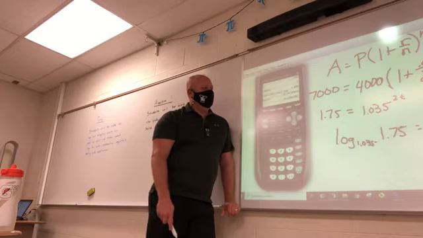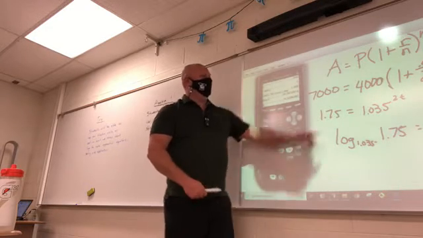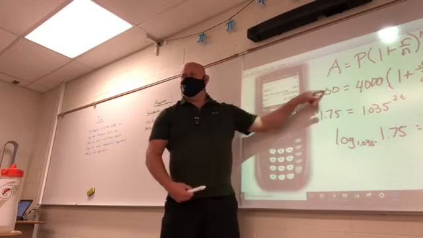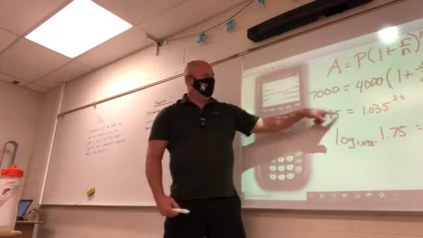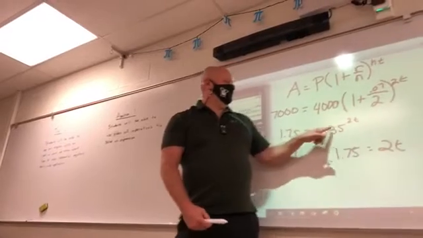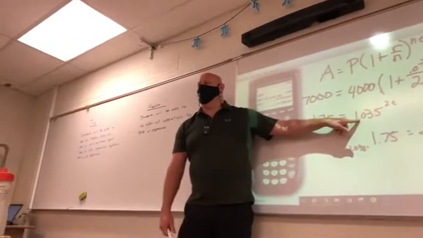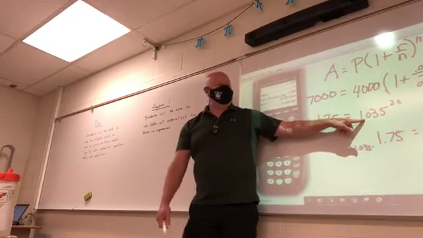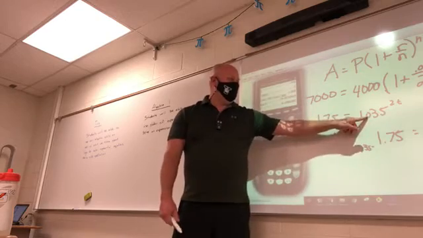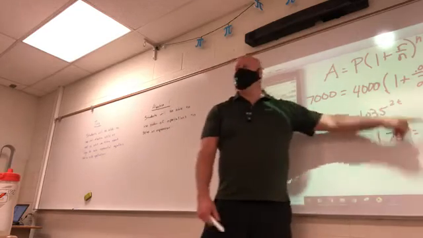Where'd I lose you? I mean, all I did was divide by the 4,000, right? That's where I got that. Figured out that mess. That's just 1.035. Switch forms. So log base that of that is equal to 2t.